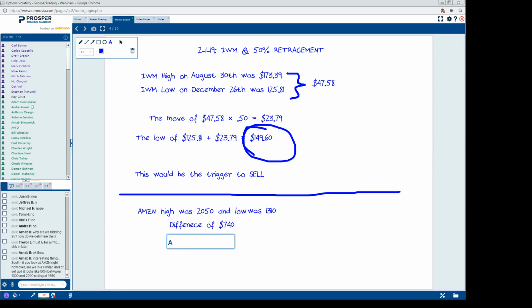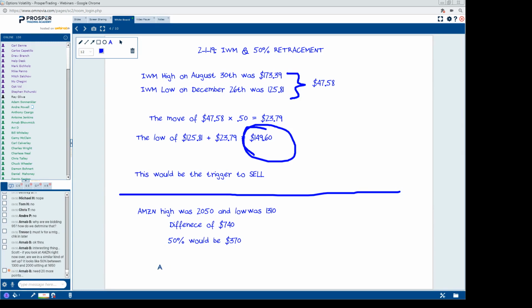The 50% would be 370. So if I take our low, no, hang on, Arnab. If I take the low of 1310 plus the 370, that equals 1680, right?